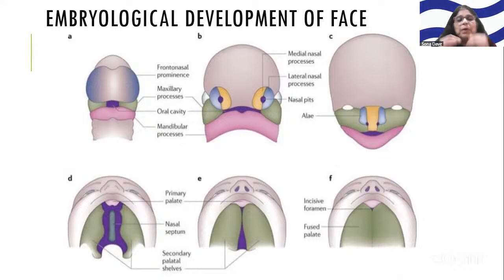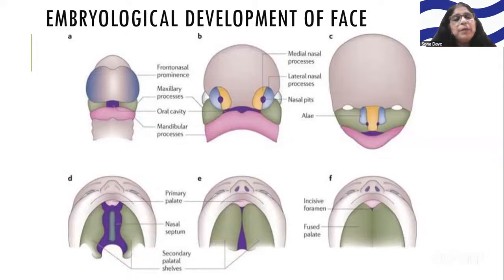So the lip develops basically from the medial nasal and the maxillary processes, and the palatal plates form the palate, especially the secondary palate. The primary palate is formed by the same medial nasal process and the maxillary process.